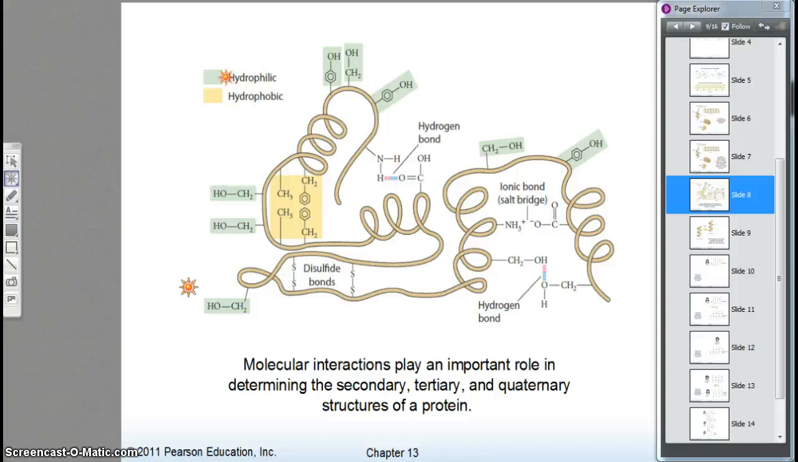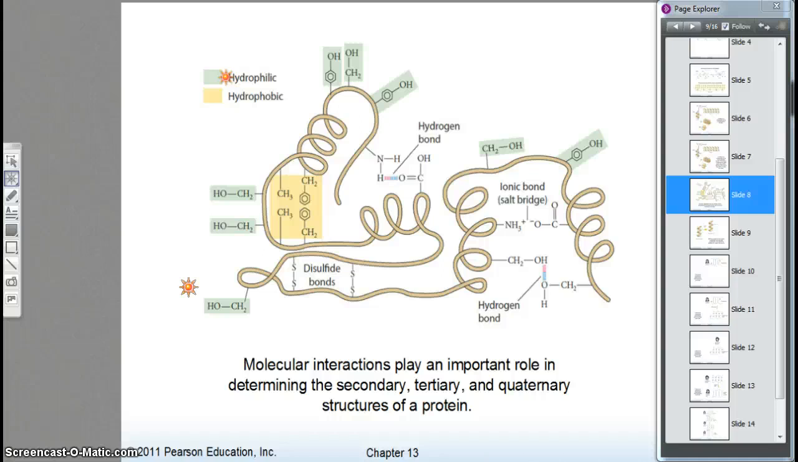They fold so that the nonpolar side groups are on the inside and the polar groups are on the outside to interact with water, because remember, water is polar. So water really only likes to interact with other things that are polar. Remember, like dissolves like. To dissolve something polar, you need to put it in something polar. To dissolve something that's nonpolar, you need to put it in something that's nonpolar.